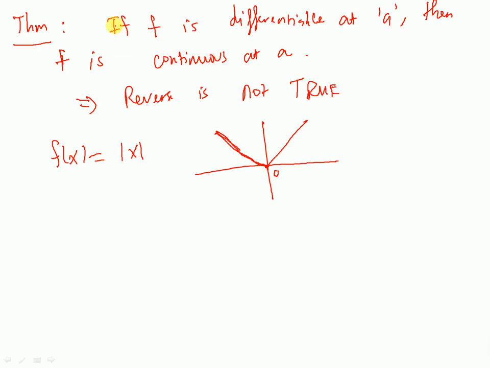So if you take the reverse of this theorem, it is not true for some cases. So make sure it only goes one way. If the function is differentiable, or you can take the derivative of that function at any point, then that function must be continuous at all the points where you can take the derivative.